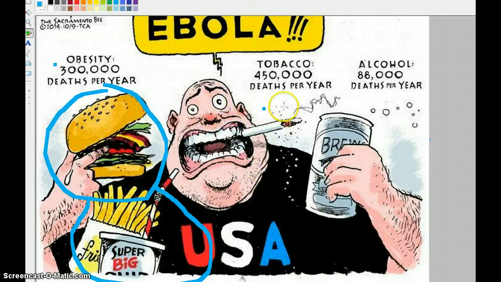So if we go a little bit to the right, you can see a cigarette here. Of course, cigarettes is not the only way that Americans consume tobacco every year. You know, of course, there's cigars, chewing tobacco, what have you. But in this case, the cigarette is symbolic of American tobacco consumption.